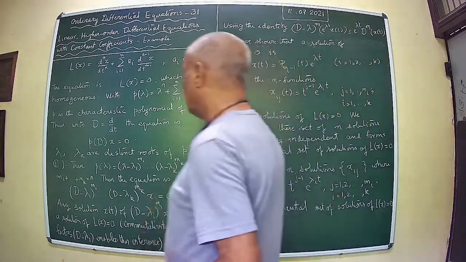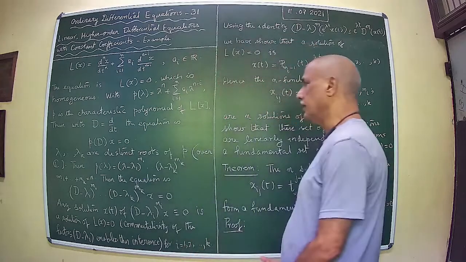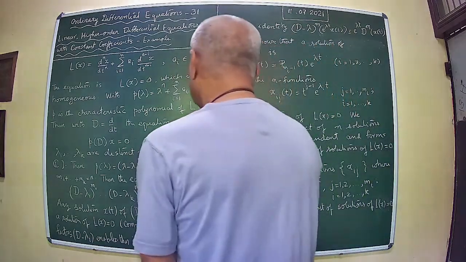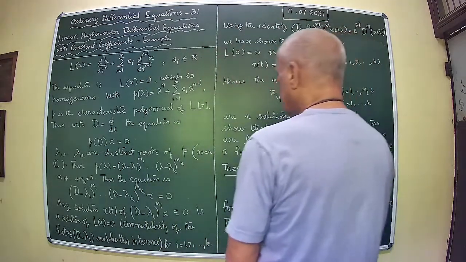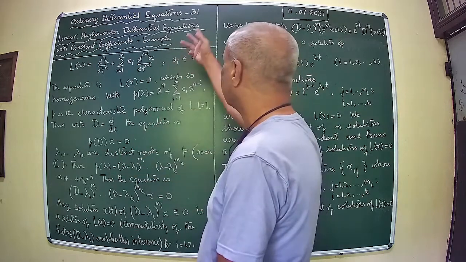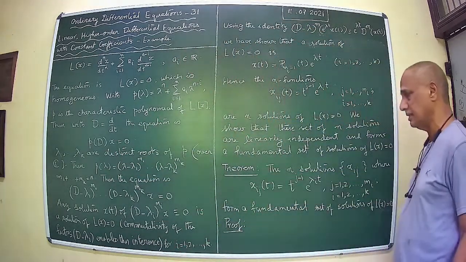Then we use the notation D equal to d by dt, which we have used earlier. The equation is P(D)x equal to 0. Lambda 1, lambda 2, etc., lambda k are distinct roots of P over C. I think I have put it in lecture 30. All these details are there.